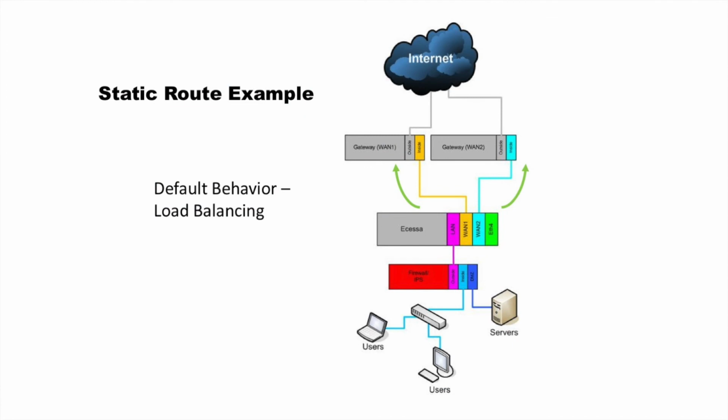To begin, let's define static routes and why they might be utilized. By default, the PowerLink series of appliances will intelligently load balance outbound traffic based on the speeds of the multiple WAN connections, combined with a view of the amount of traffic currently going over each connection, or the utilization, determining which connection has the most available resources at that moment. However, there are situations where you might want or need to overrule that behavior.